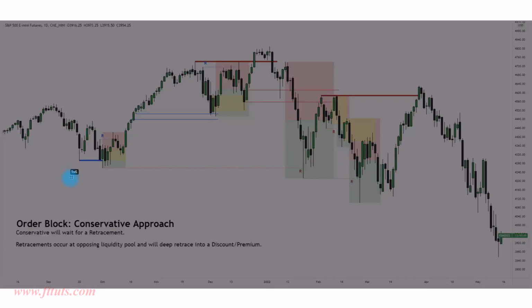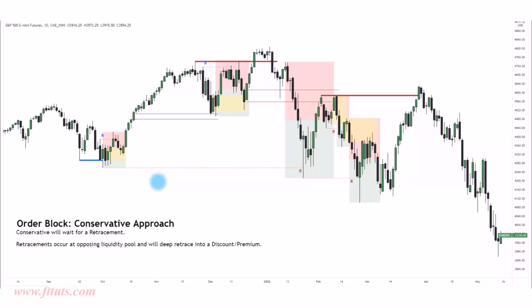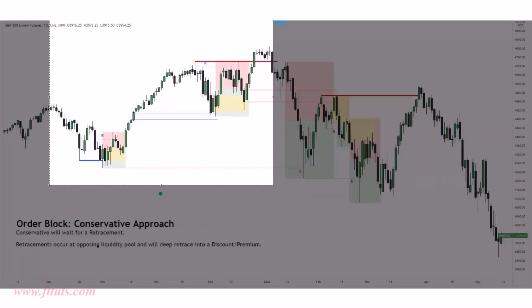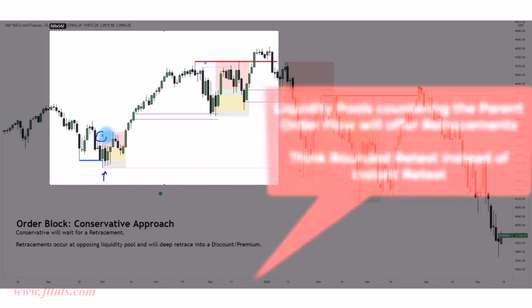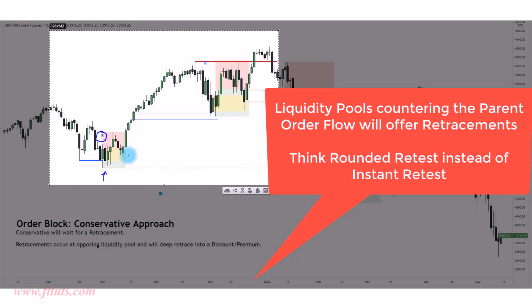So let's explain this. So here, we're expecting an order block to form because this is bullish institutional order flow right here with the long-term low here. So we're expecting all down candles to hold as support. The conservative way of trading an order block is waiting for price to take out an opposing liquidity pool, because that will offer retracement. And then we're looking for a retracement into the last down candle in a discounted price.